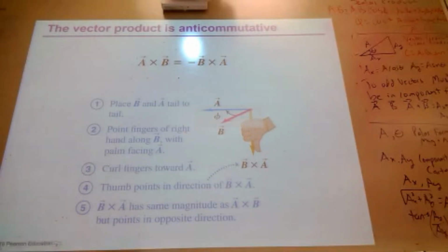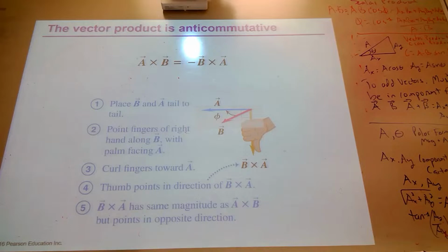It is anti-commutative. Okay, so A crossed with B is not equal to B crossed with A, it's the negative. So when we did the dot product, it was commutative. A dot B was equal to B dot A. But the vector product is not, because it's going to be in the opposite direction. Okay, so it changes by 180 degrees. So B crossed with A has the same magnitude as A crossed with B, but points in opposite direction. It's basically 180 degrees apart.